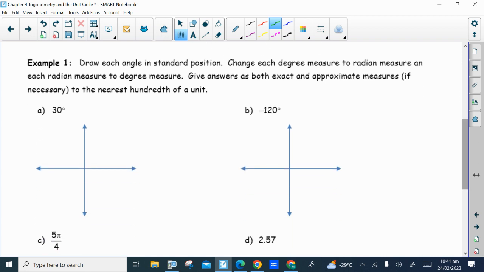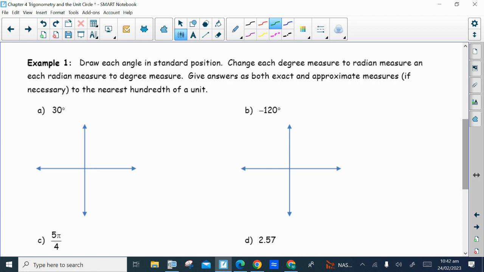So this example says, draw each angle in standard position. Change each degree measure to radian measure, and each radian measure to degree measure. Give answers as both exact and approximate if necessary to the nearest hundredth. So what does this look like?